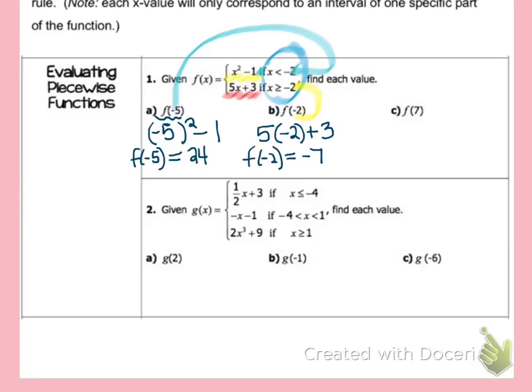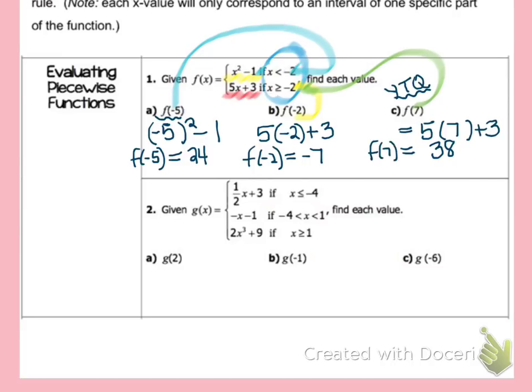Let's go ahead and make part C a you-try question. We're going to see what f of 7 is. I'm going to pause the video. You can pause the video and try to find out what f of 7 is. Okay, so I hope you were able to try that and successfully found that f of 7 was in fact 38.